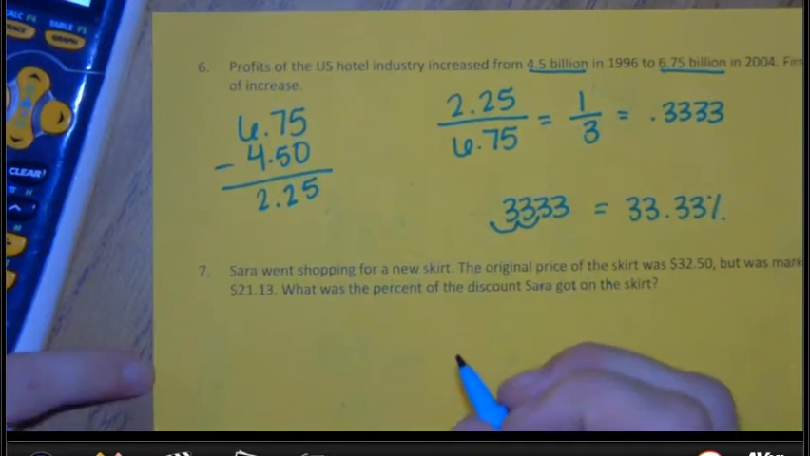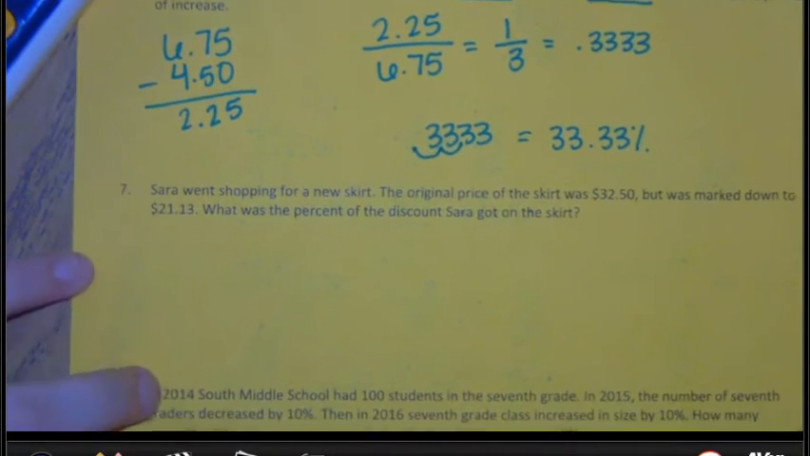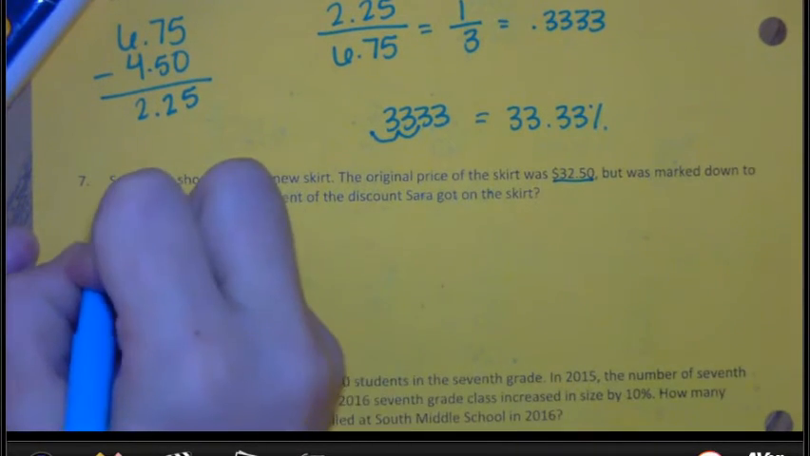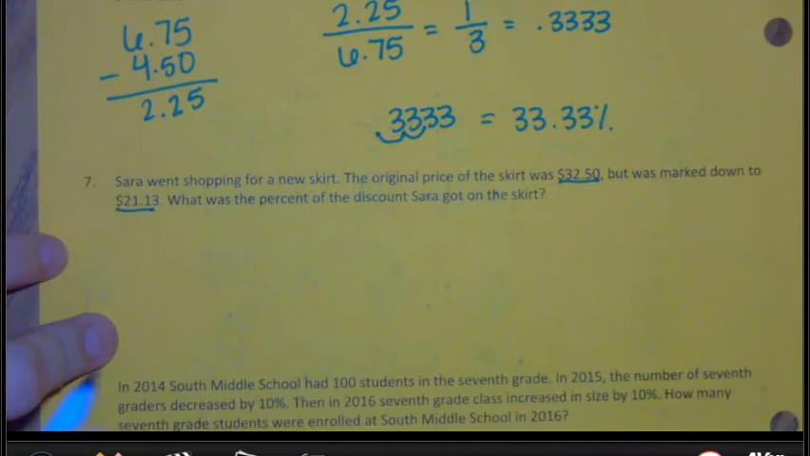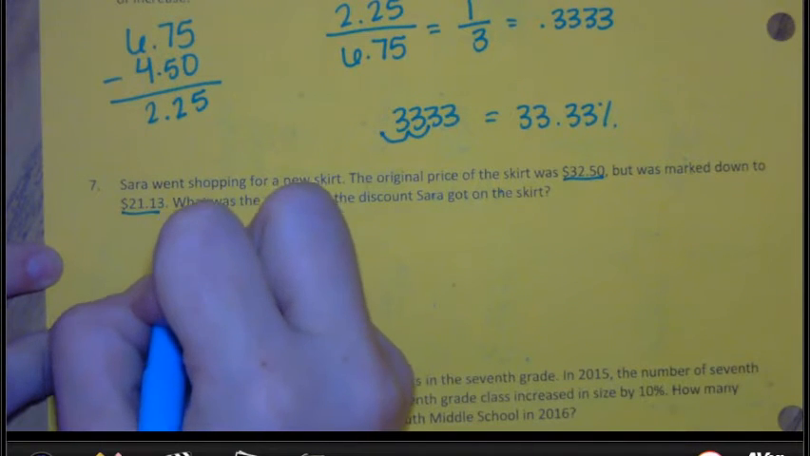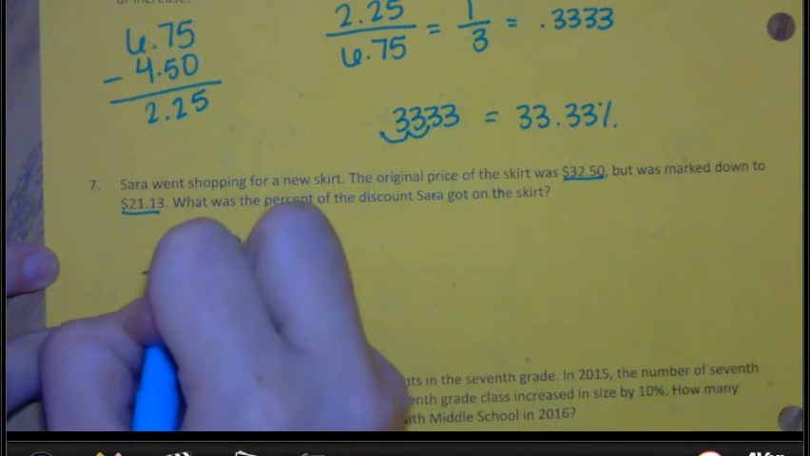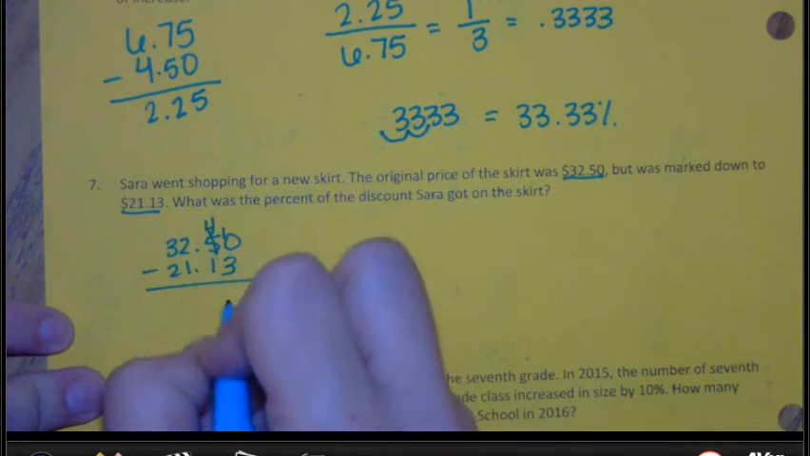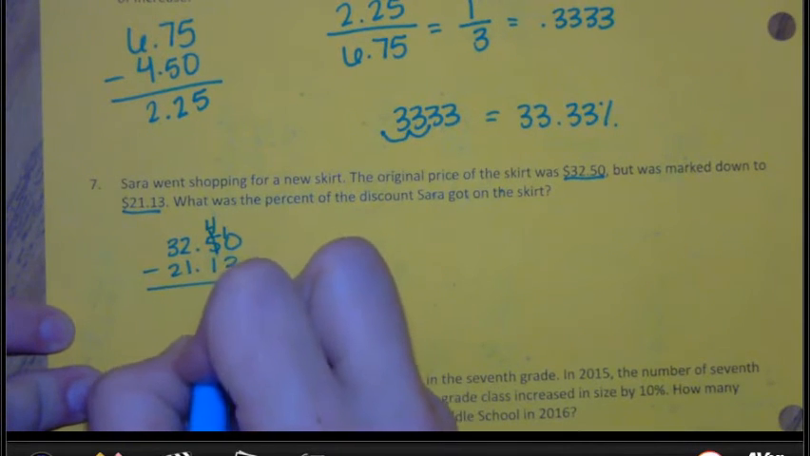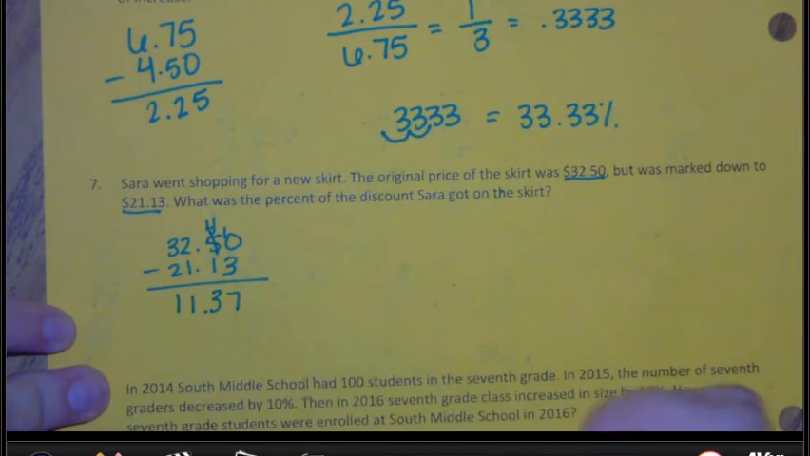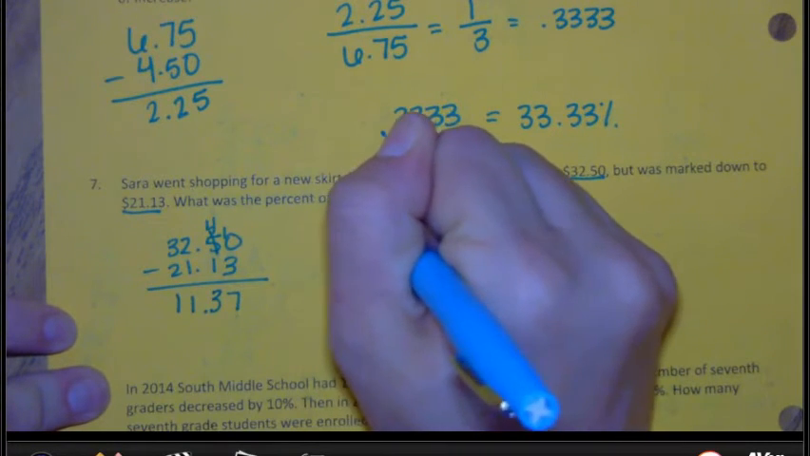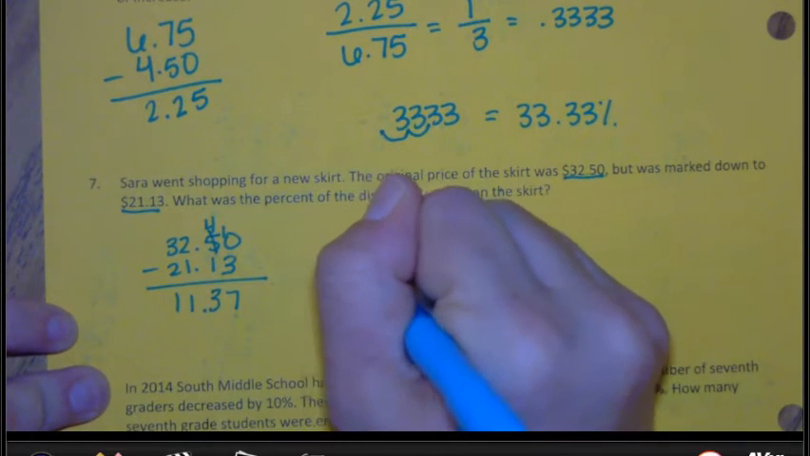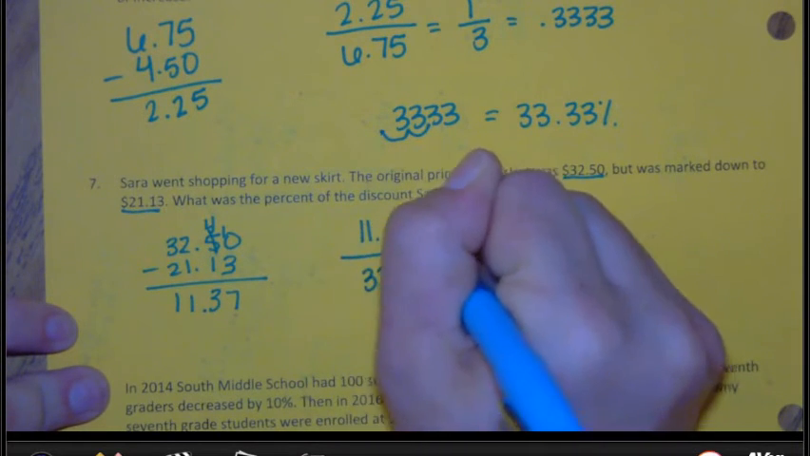All right. Sarah went shopping for a new skirt. The original price of the skirt was $32.50, but it was marked down to $21.13. What was the percent of discount for Sarah's skirt? So I have $32.50 minus $21.13. Now I need to borrow and carry to finish out to find my difference because I want to know by how much my skirt decreased. And it decreased by $11.33. So I'm going to place the difference over the original of $32.50.